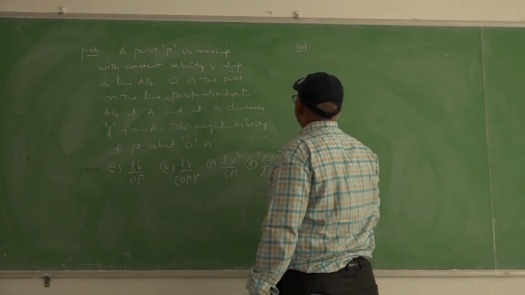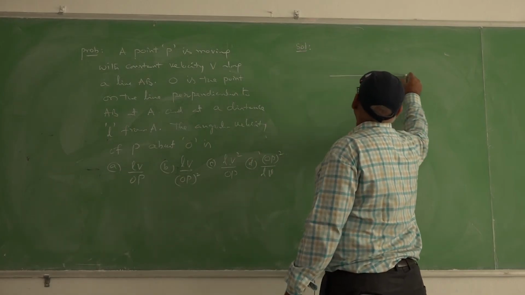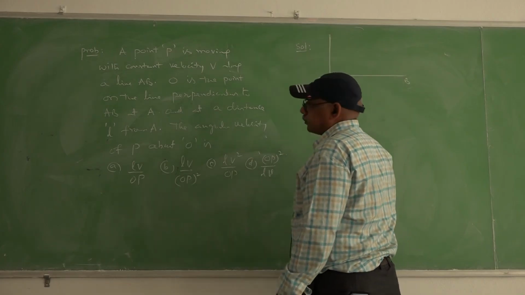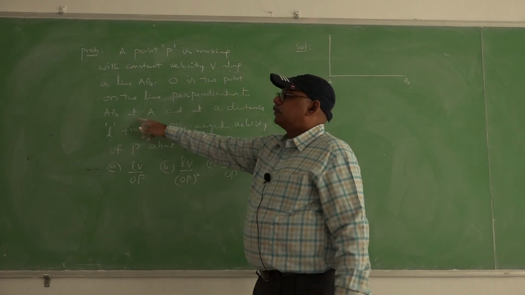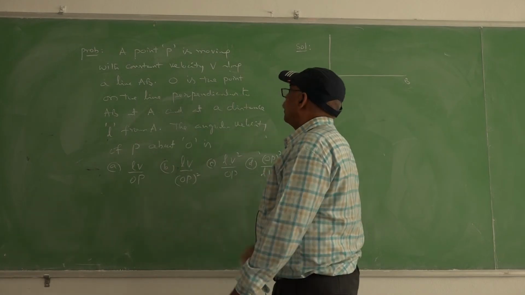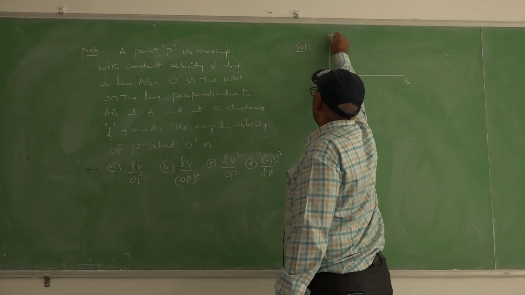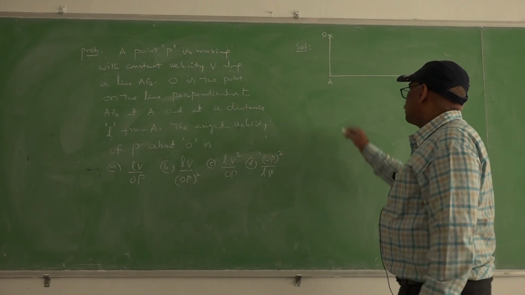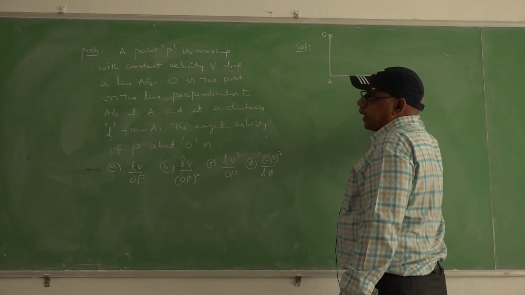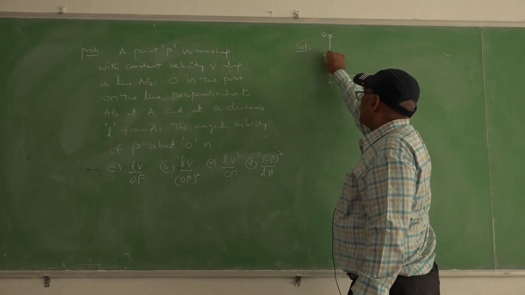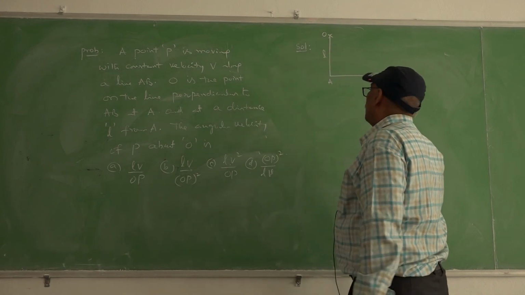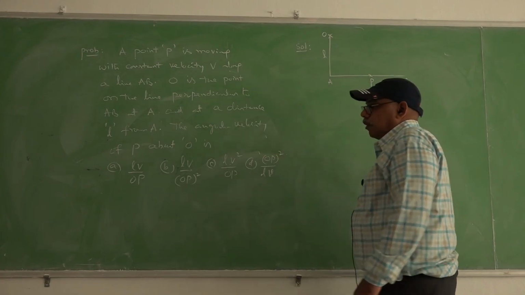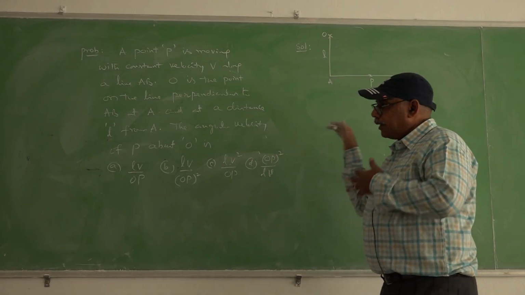Let us consider the figure. Let AB be the line, and the perpendicular to AB at A. O is on this line. Let us suppose O is here. This is L, which is fixed. P is moving on the line AB.